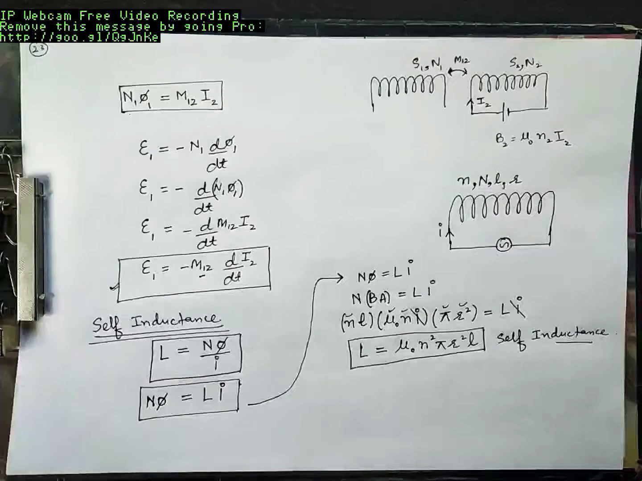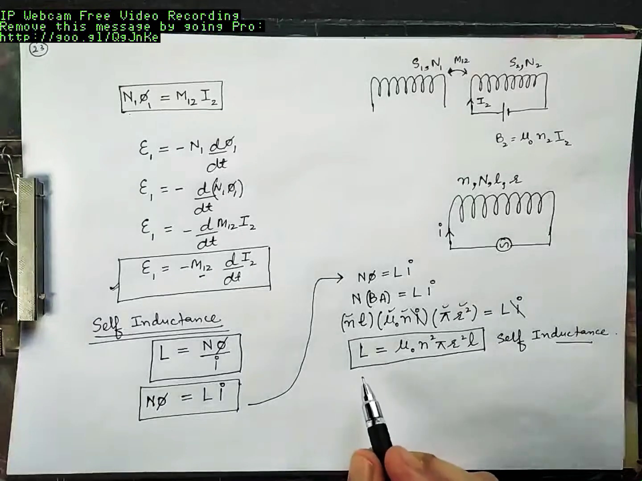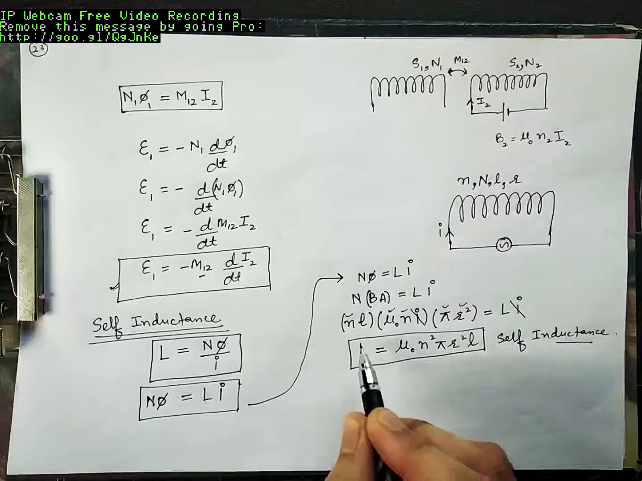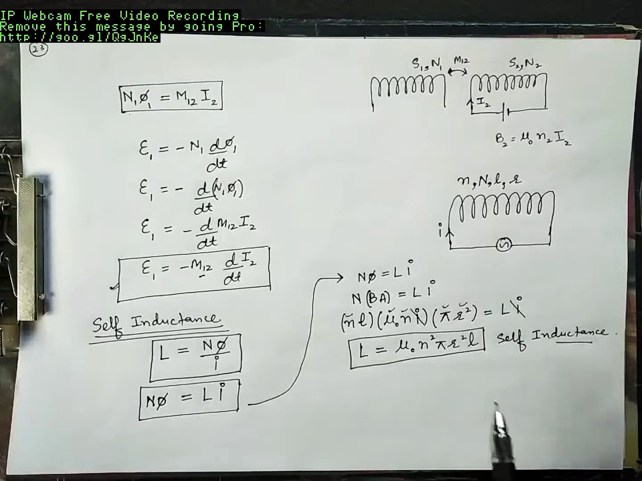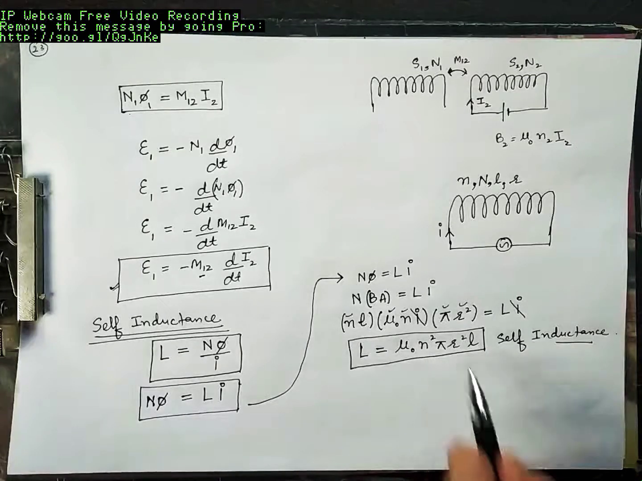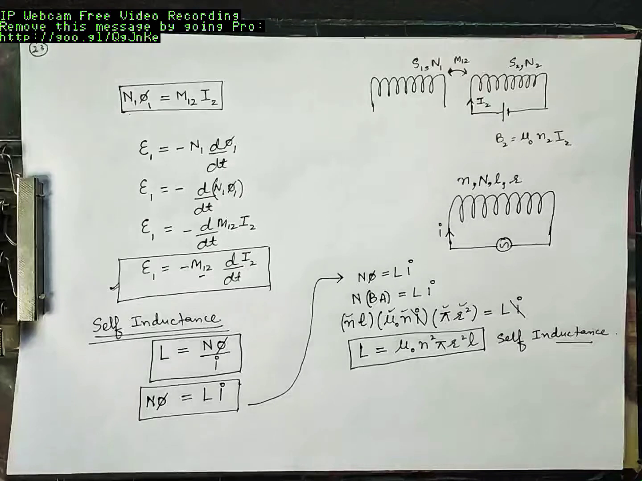As discussed yesterday also, self-inductance is not a function of current. It does not depend upon current. Self-inductance does not depend upon voltage. It depends upon the geometric parameters. It depends upon the length, it depends upon the number of turns, it depends upon the radius, and it depends upon constants, obviously.